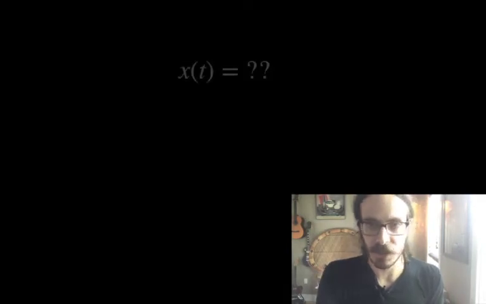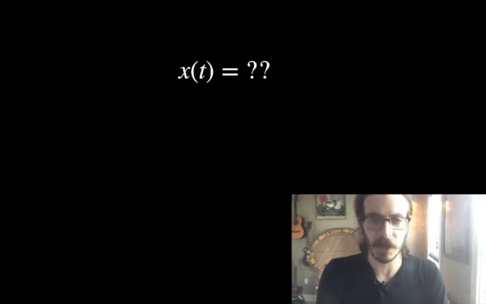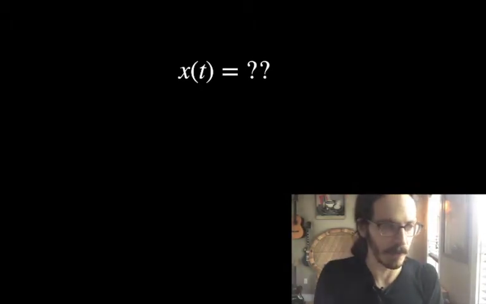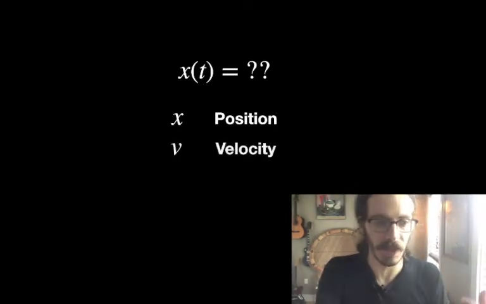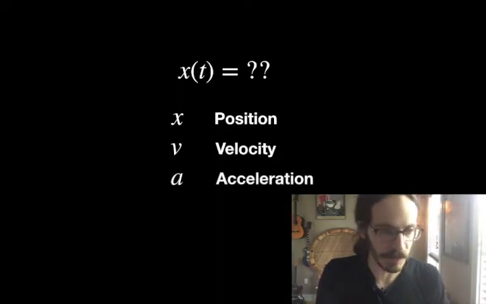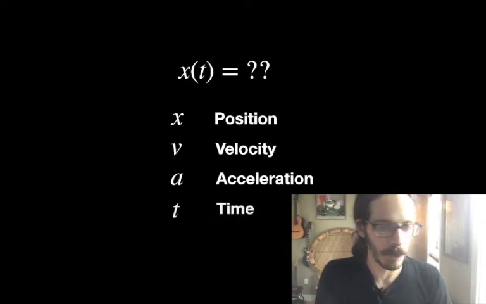So our end goal is going to be to obtain an expression for the position of an object. We're going to call that x of t, and we need some math that describes that. So to break it down, we need a few variables. We need to know what's the position. We also need to know the velocity. Velocity is like a speed, but it has a direction as well. We need acceleration, and we're going to call that a. And of course we need to keep track of time, so we'll call that t.